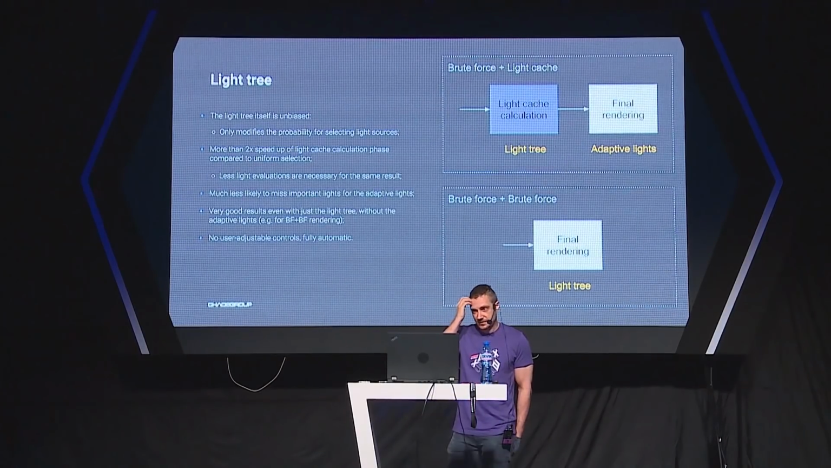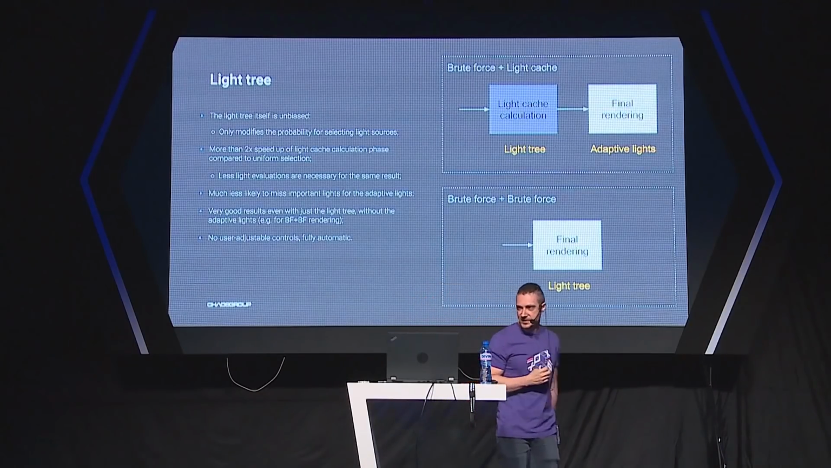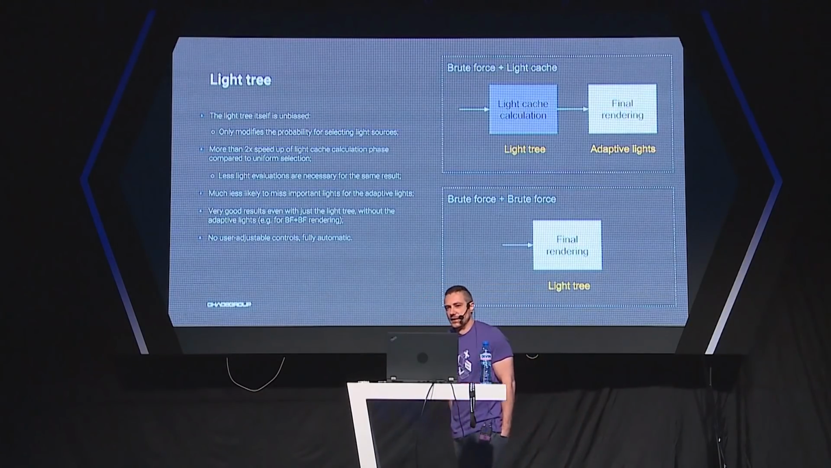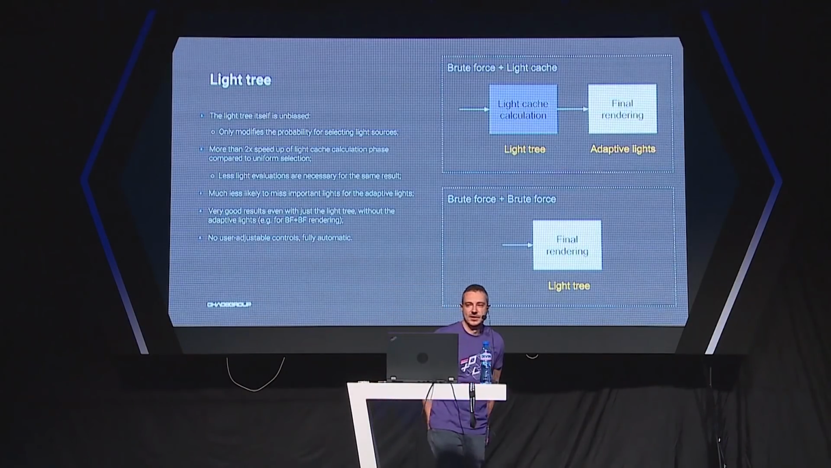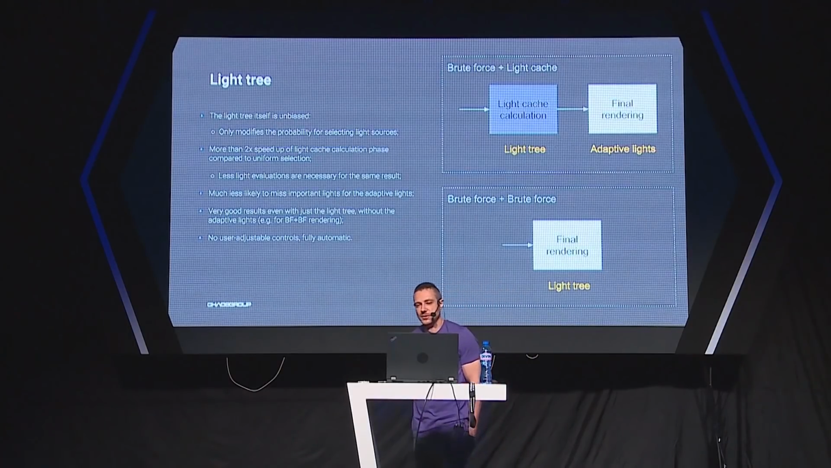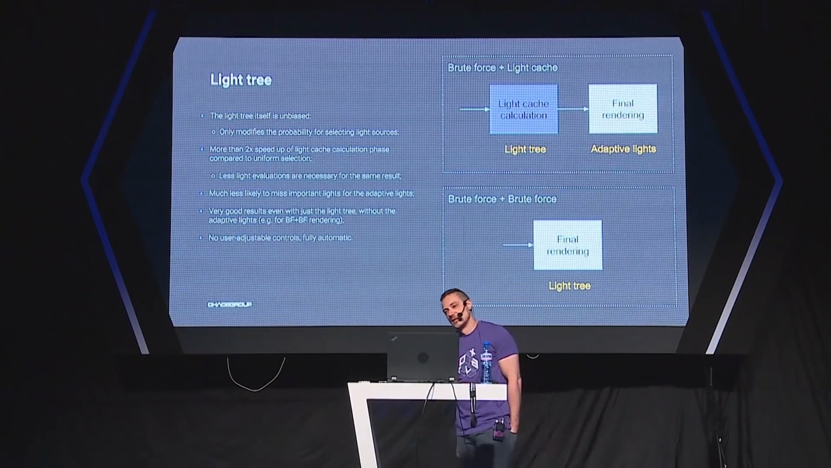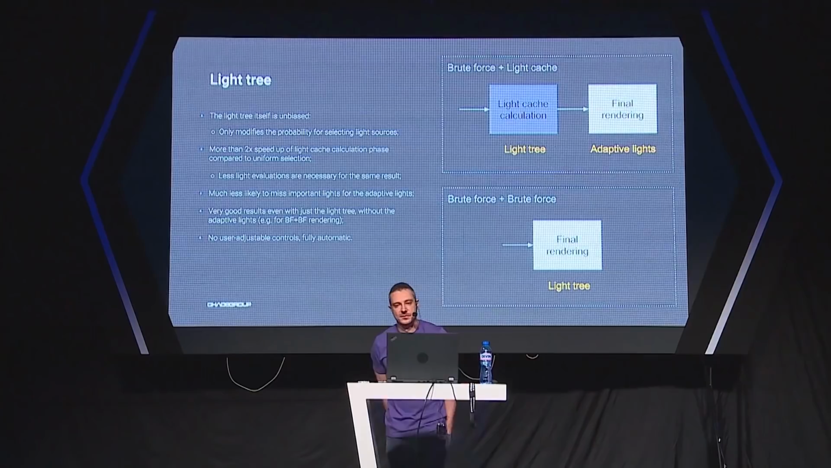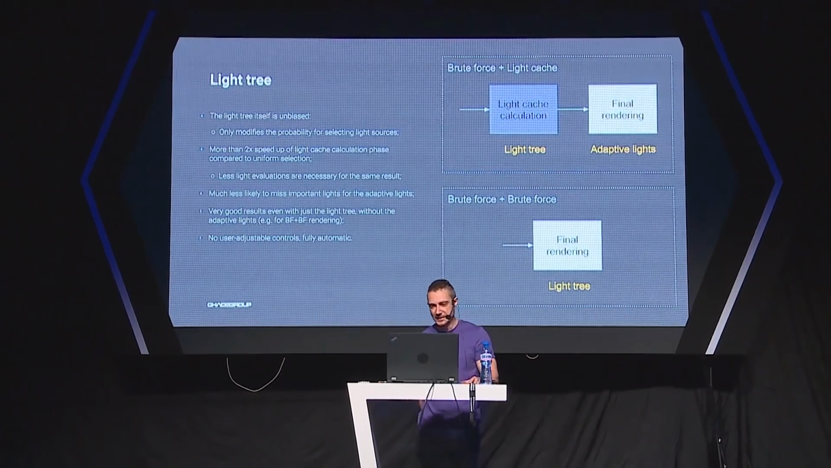And here on the right, you can see a schematic view of how this works and when the light tree is being used. In the default settings for V-Ray, when you have brute force rendering with light cache, we use the light tree for the light cache calculation because we can build it in advance and it doesn't require any sampling of the scene. And then we use the light tree to fill in the input to the adaptive lights algorithm, which is used for the final render.